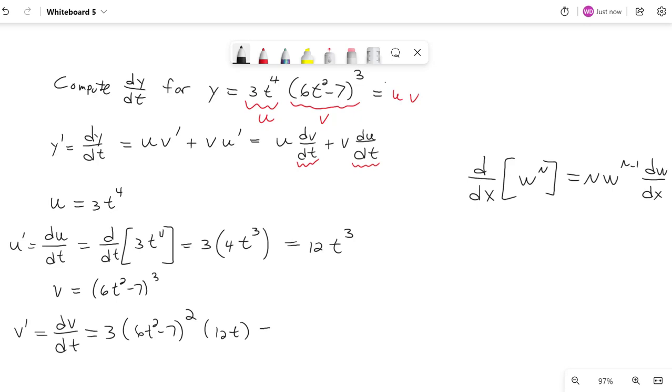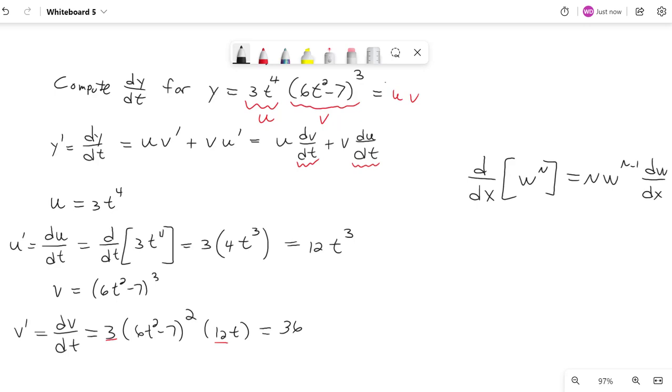And then you clean it up. You just don't leave it this way. You write it in nice order. So you write all the constants first. So we have a 3 times a 12. So we have this 3 times this 12 in the product, the way I've written it. So that would be 36.